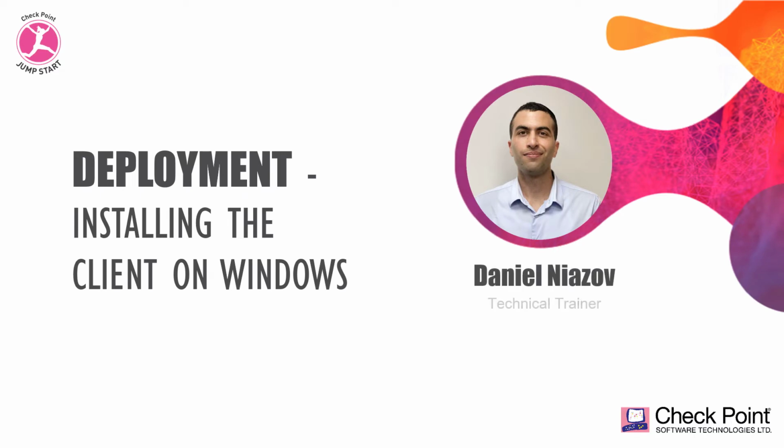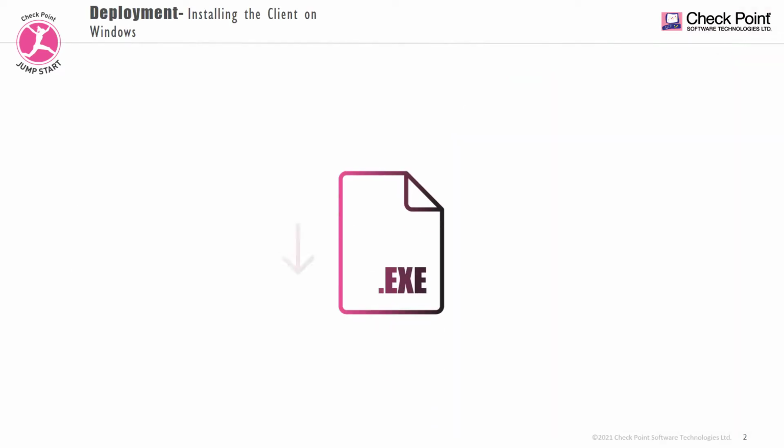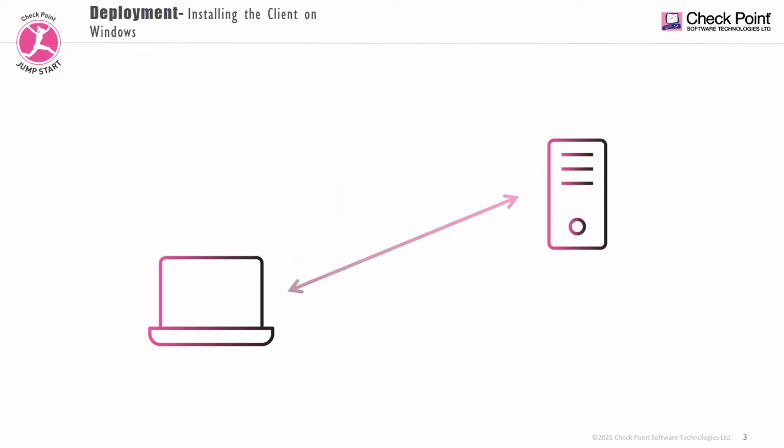In this module, we'll discuss deployment, installing the client on Windows. The process is very simple. We download a 250K exe file from the server. Once we run it, a tiny agent is installed. It connects to the server.